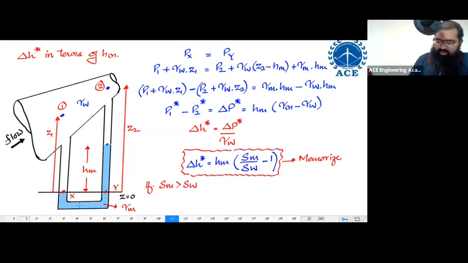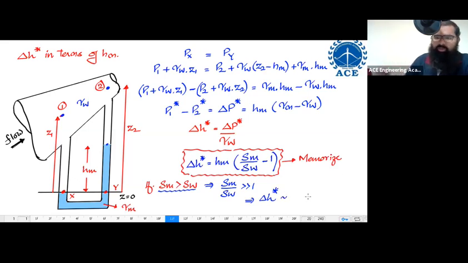Imagine this over here is a liquid and this over here is a gas. So its density will be much greater than the density of working fluid, of course. In that case, what happens? It implies that Sm by Sw becomes much greater than 1. This implies in this particular case, the value of delta H star is very healthily approximated.